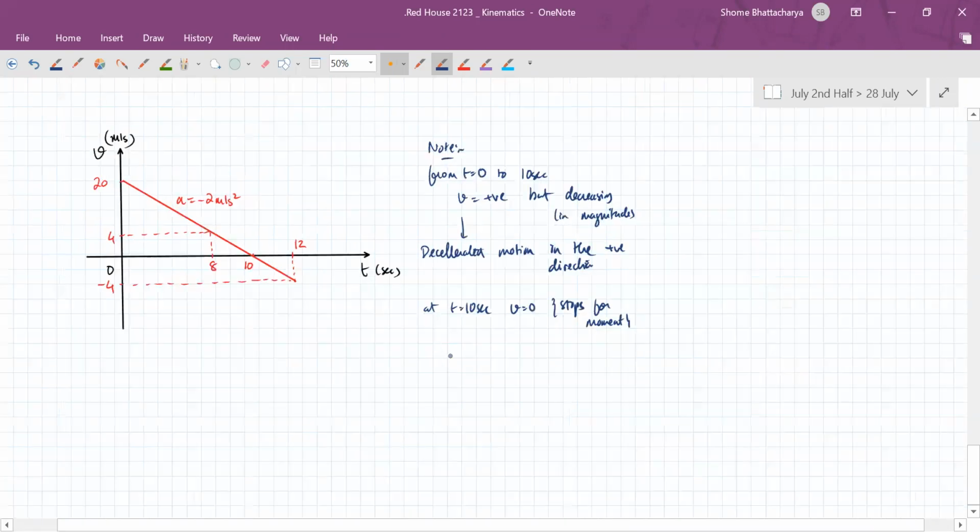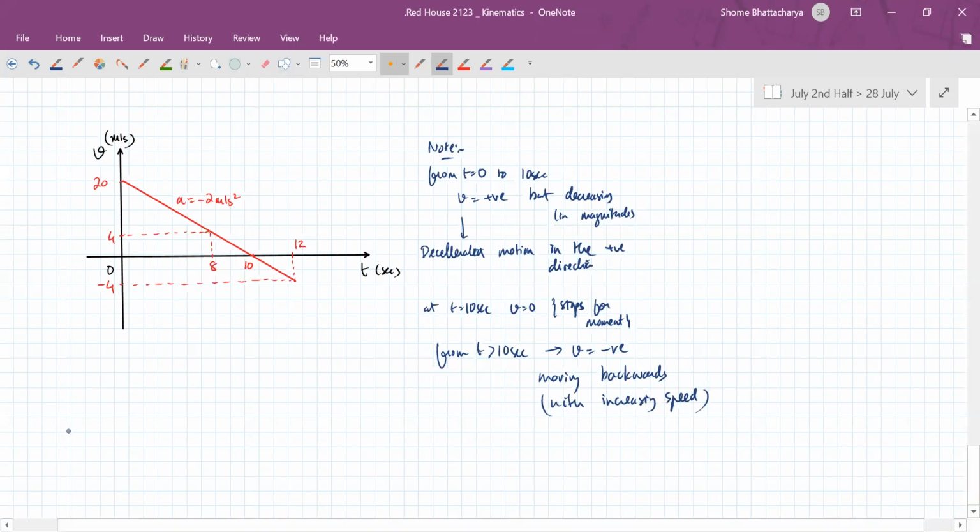Okay. And from t greater than 10 seconds onwards, the velocity is negative. That means it's moving backwards. Okay. And that too with increasing speed. So that means it's an accelerated motion.